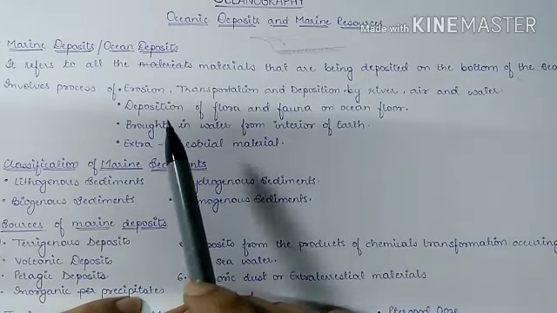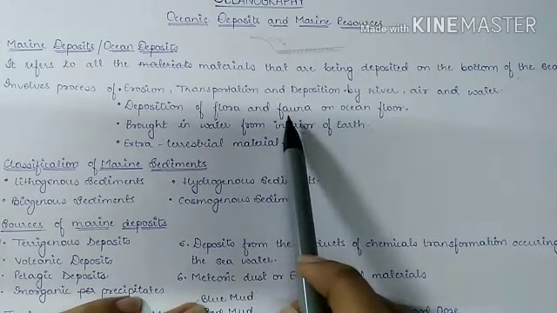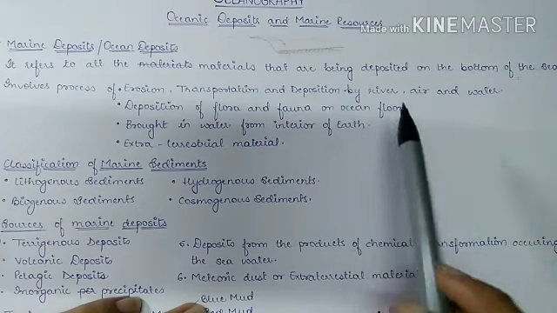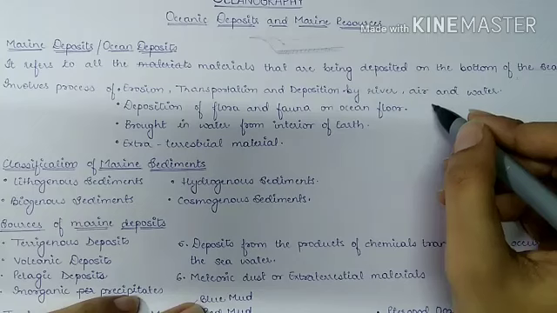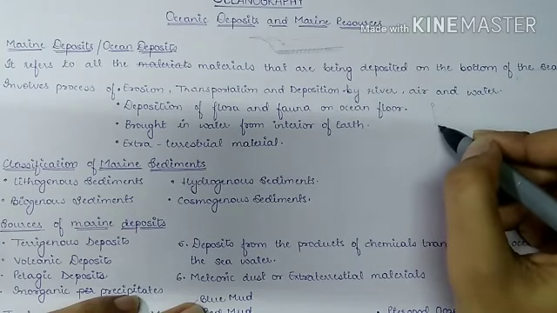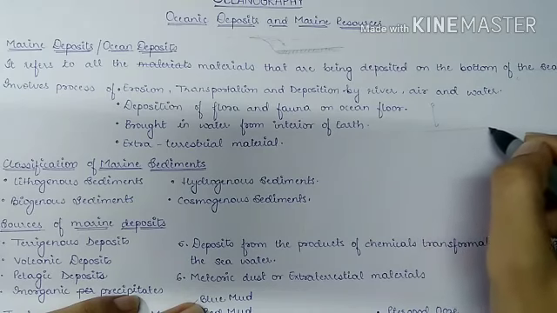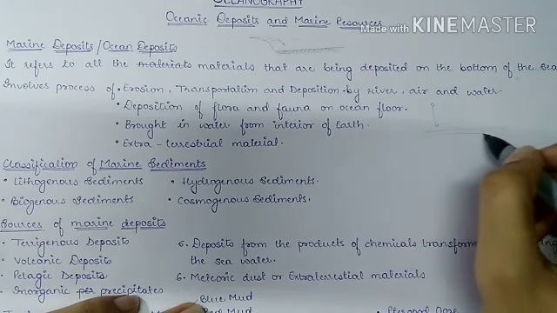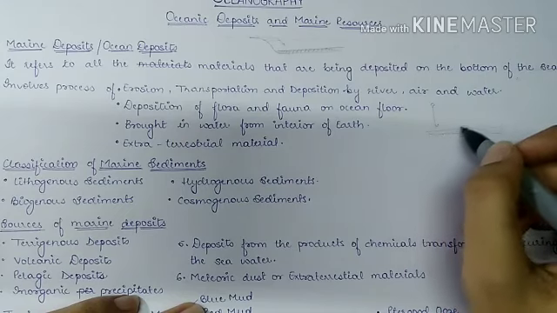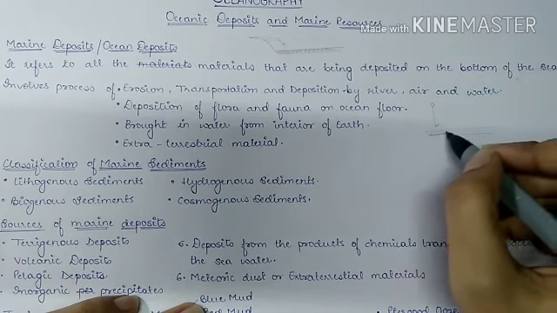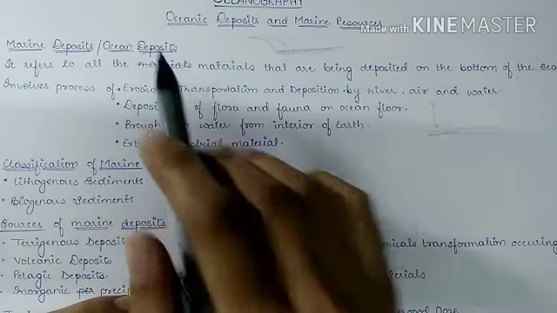Then we can see that there is deposition of flora and fauna on the ocean floor. Whatever marine organisms are present in the ocean, they die and settle on the floor of the ocean. Their dead bodies settle on the ocean floor. So this also contributes to the formation of oceanic deposit.